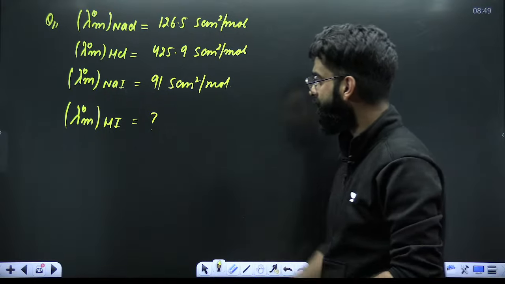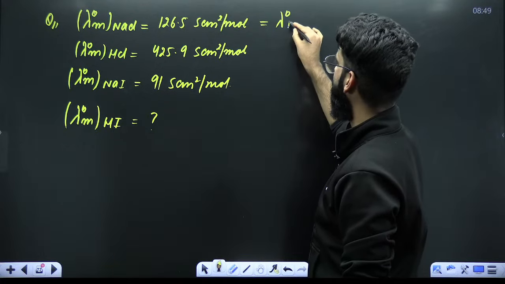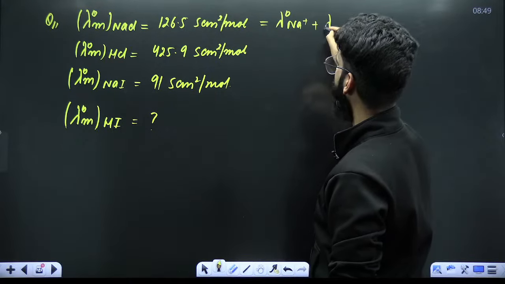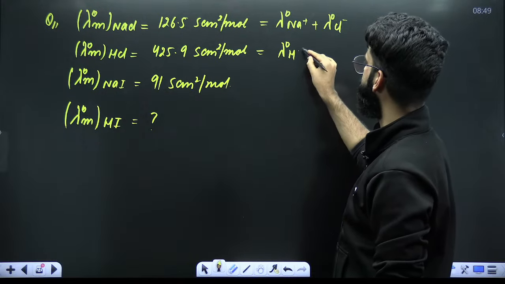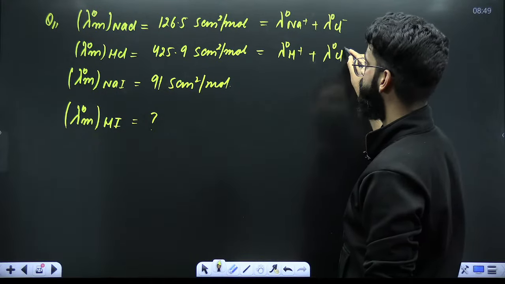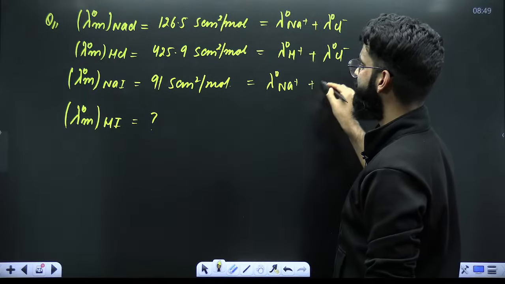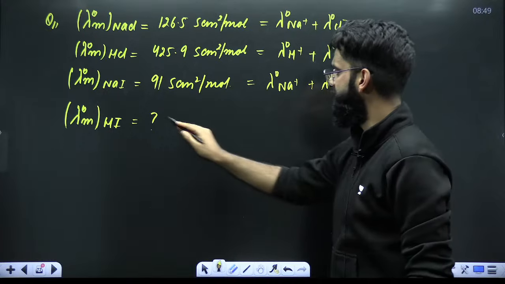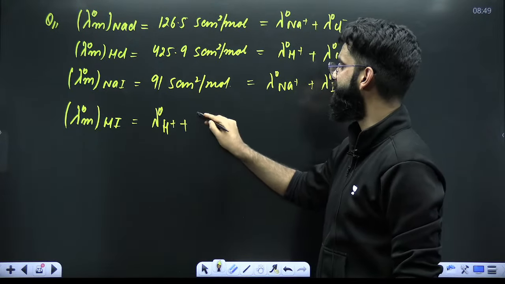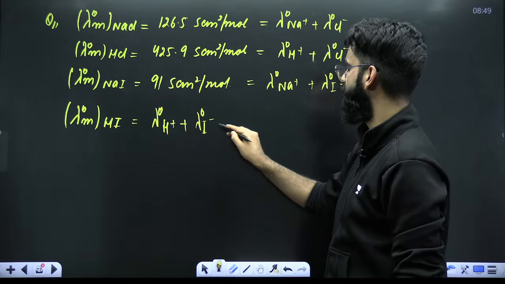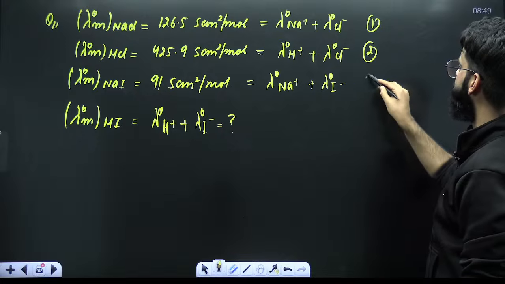First of all, lambda naught m of NaCl can be written like this: lambda naught m of Na positive plus lambda naught m of Cl negative. This term I'll write as lambda naught m of H positive plus lambda naught m of Cl negative. This one I'll write as lambda naught m of Na positive plus lambda naught m of I negative. This one I'll write as lambda naught m of H positive plus lambda naught m of I negative. This is something which is to be calculated. Let's call these equations 1, 2, and 3.